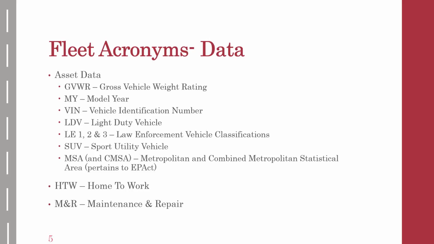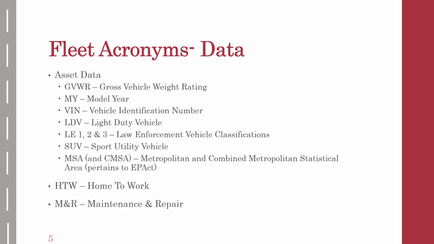Every vehicle out there that's designed for on-highway use has a gross vehicle weight rating. Model year, MY, is an important piece of information, as well as vehicle identification number, or VIN. That's a 17-digit code that describes the place of manufacture, the manufacturer, the chassis information, engine information, year of manufacture, as well as a unique identifier for every vehicle that's out there. LDV is light duty vehicle.